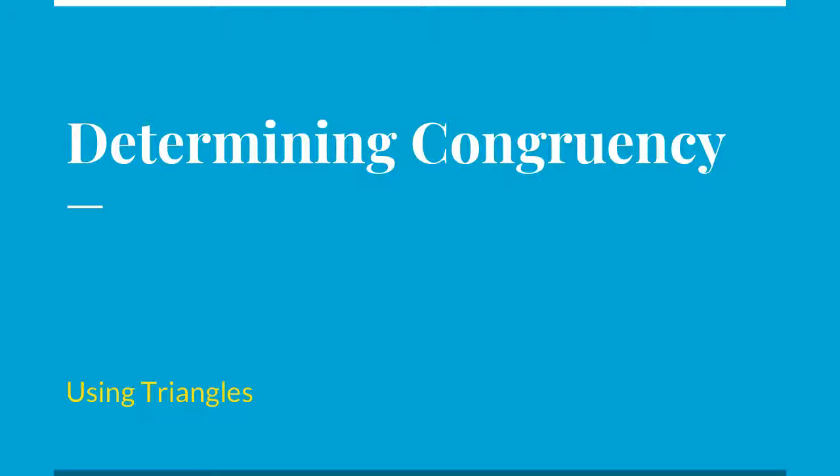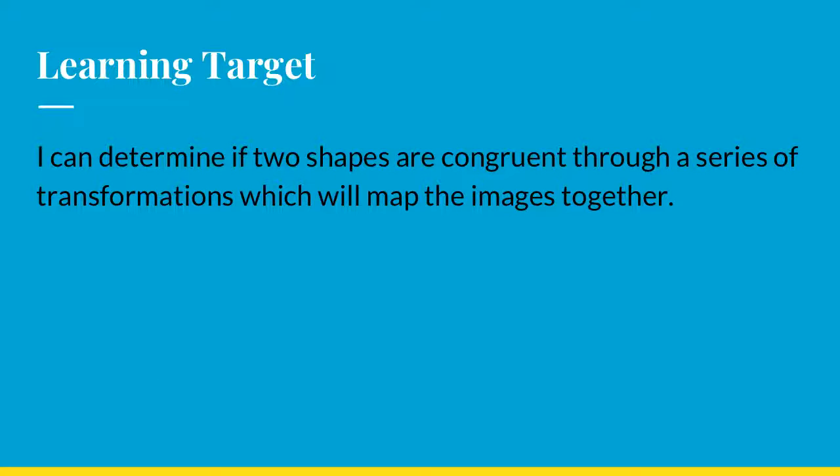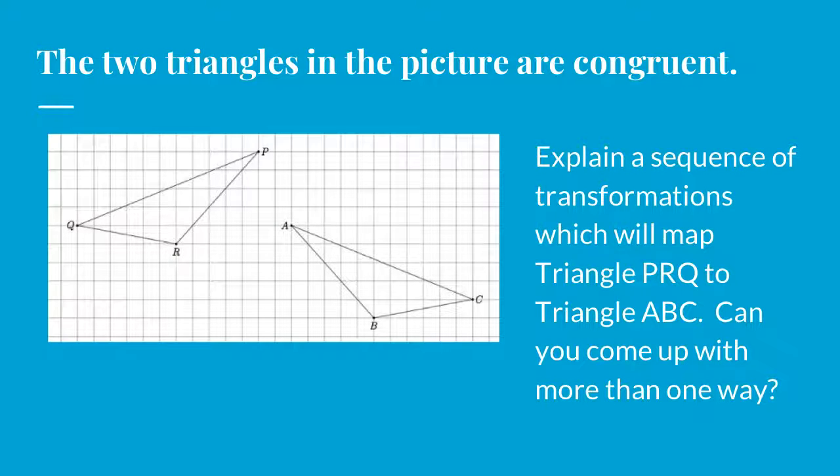Today we will be determining congruency using triangles. Your learning target says, I can determine if two shapes are congruent through a series of transformations which will map the images together. Here we have a picture of two congruent triangles. You will notice that we have ABC down here in the lower right-hand corner, and we have PQR up here in the upper left-hand corner.